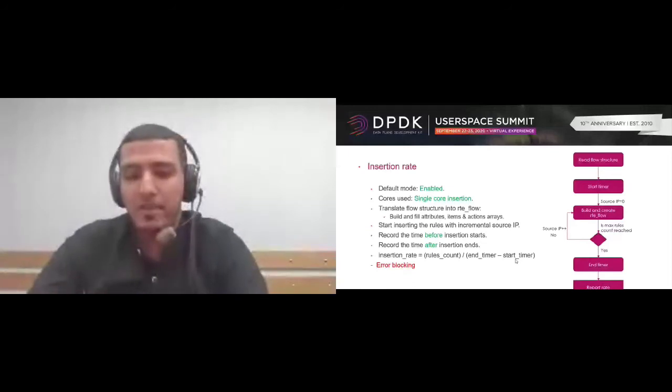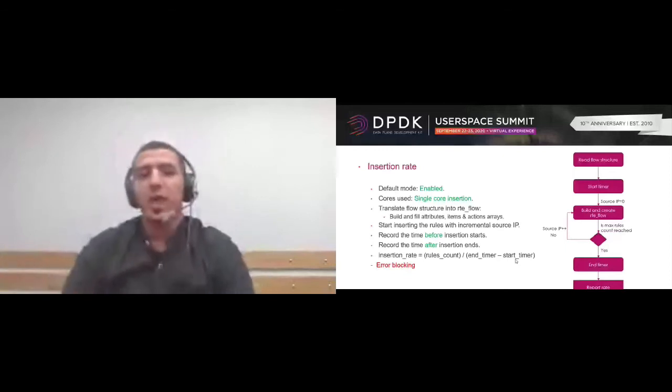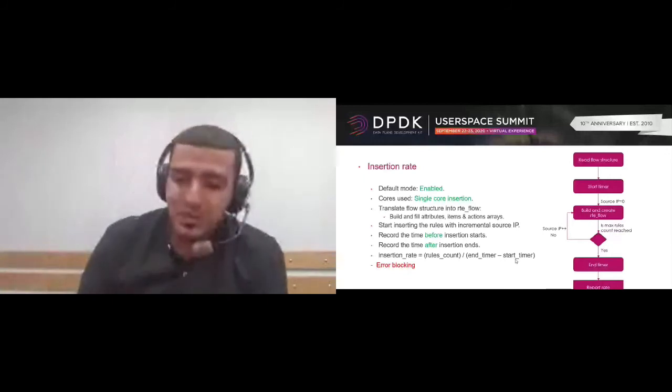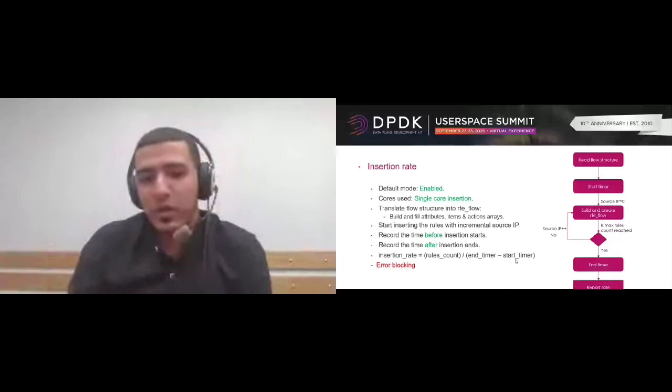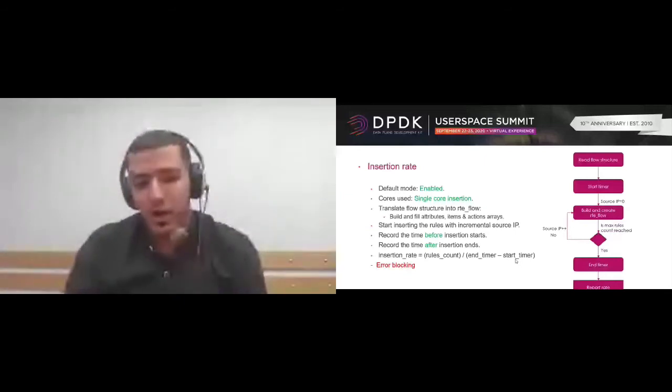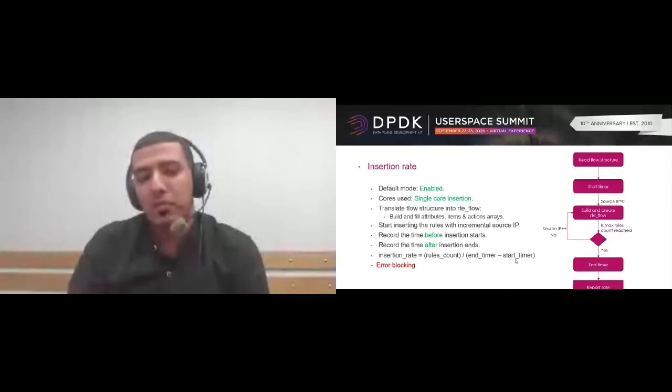And one thing that it's good to know is that the application here is error blocking. What's the meaning of error blocking? It means that while inserting the rules, if any rule happens to cause an error from the PMD or DPDK or anywhere else, the application will report the error, describe the status of this error, and then block. It will not continue to the other features or anything else. It will just block and exit.